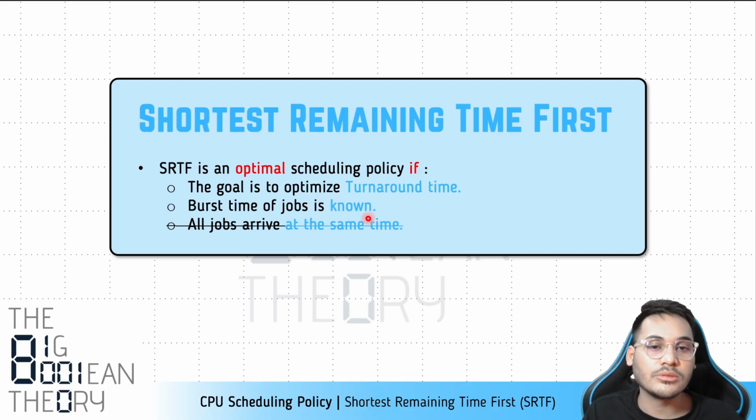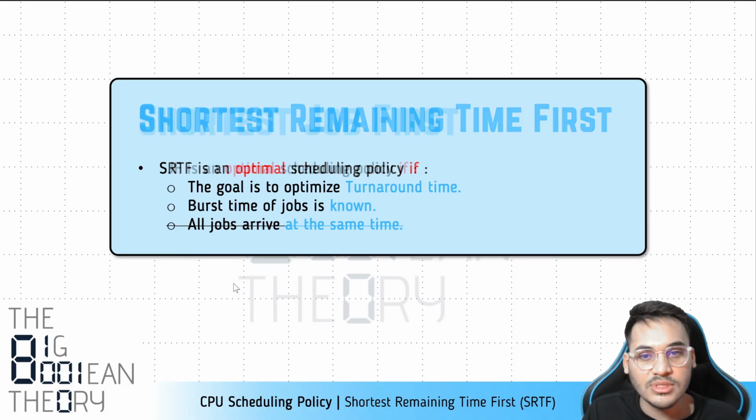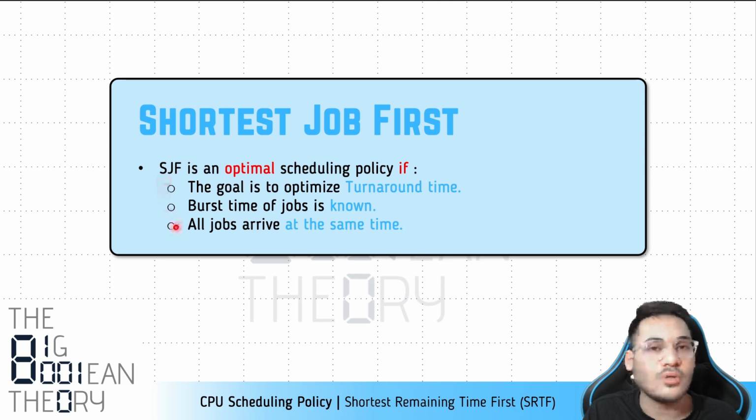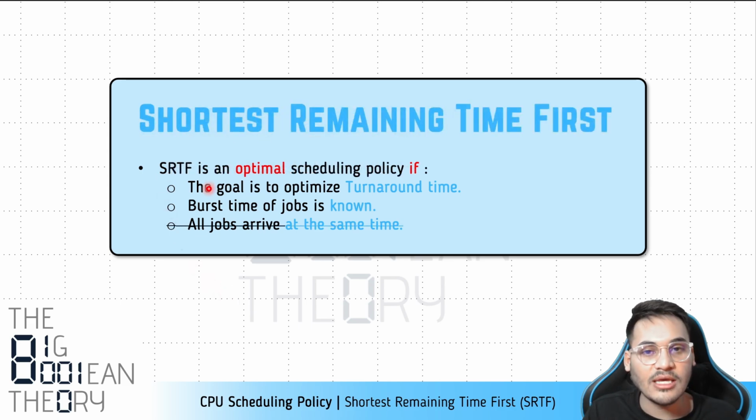And the burst time of the jobs should obviously be known, right? We do not require the condition that all jobs arrive at the same time. So both of these proofs, that is the proof for the optimality of shortest job first and shortest remaining time first, we will look at in the next video, right?